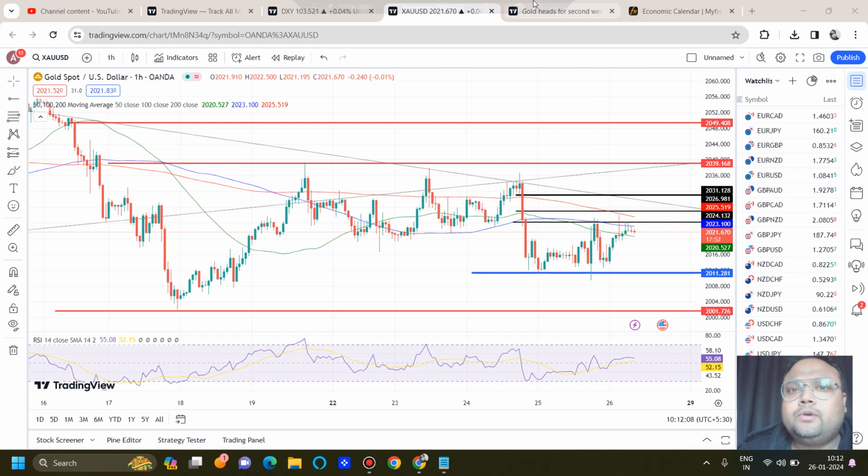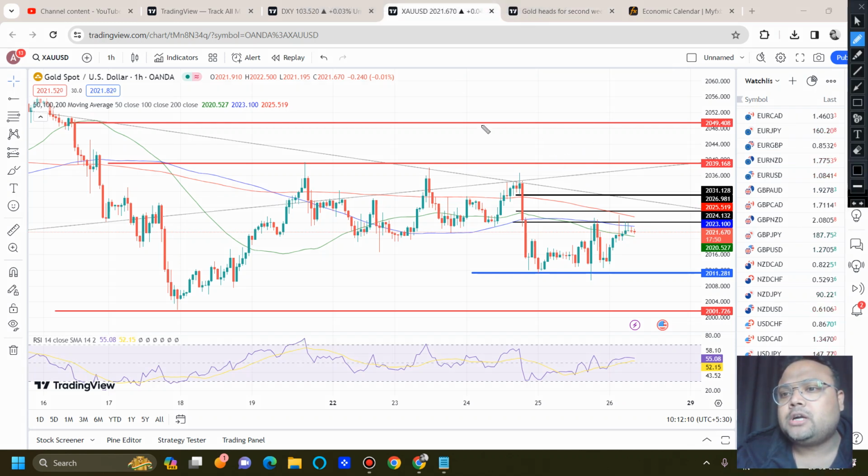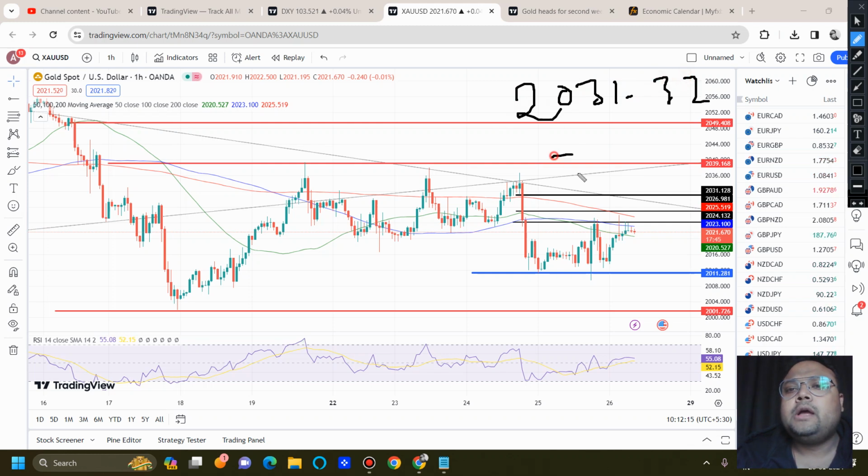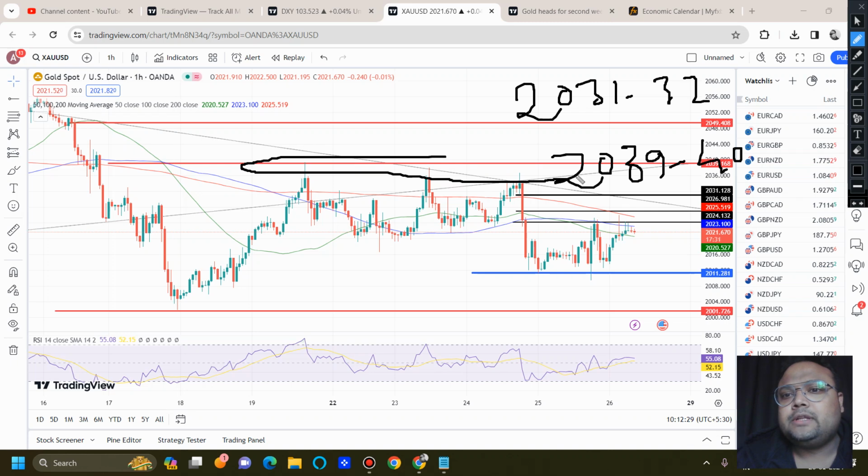Your next selling opportunities on the chart of gold will be around 2031, 2032, and 2039, 2040. 2032, 2031 because of the FIBO 78.6% retracement level, and 2039, 2040 because of the previous resistance around this area.